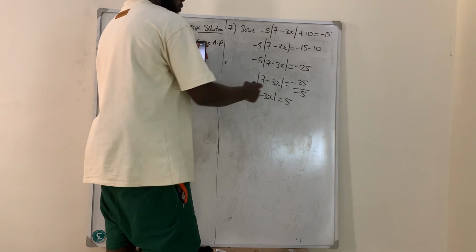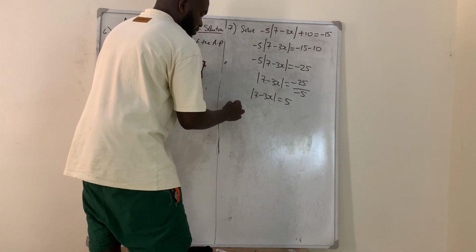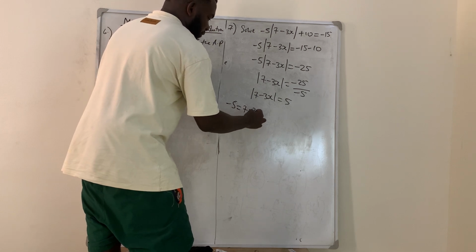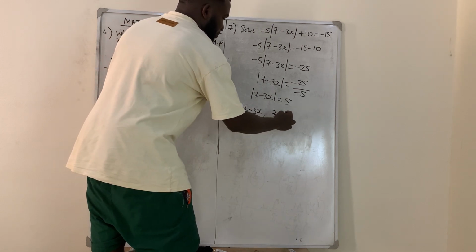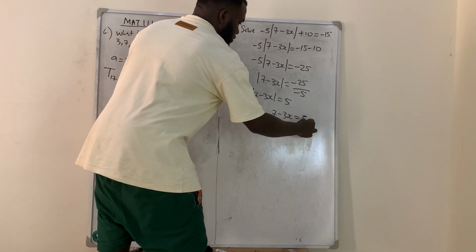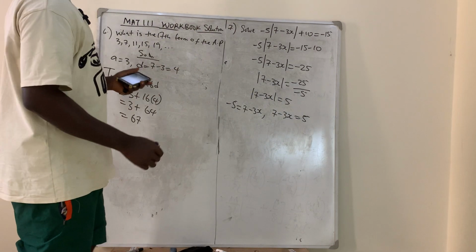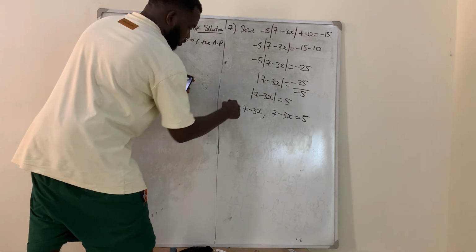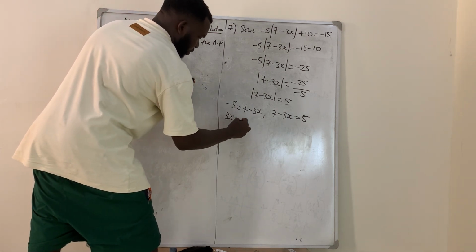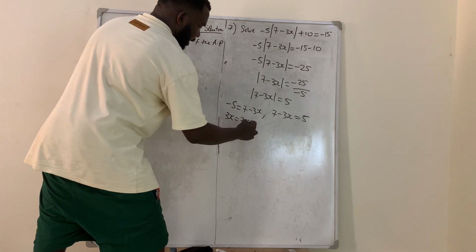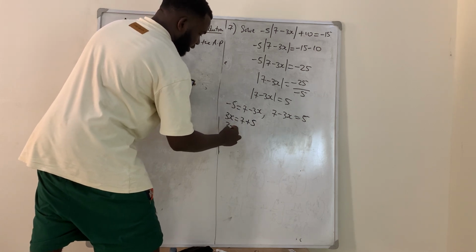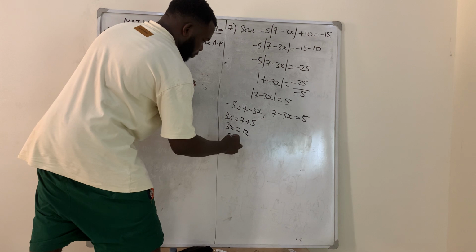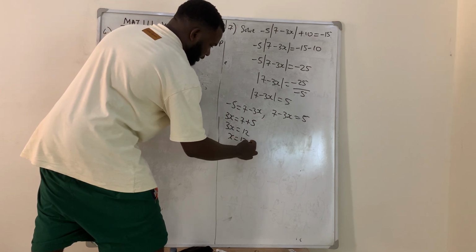5. To remove absolute value, we will say that minus 5 is equal to 7 minus 3x, or 7 minus 3x is equal to 5. So that is how to remove absolute value. So if this 7, I now have that 3x coming here, I will have 3x is equal to 7 is already here. This one going here, I have plus 5, which will give you that 3x is equal to 12. So x will now be 12 divided by 3, which is 4.